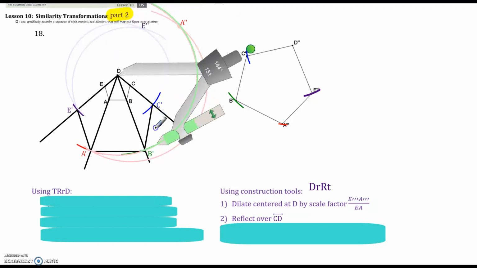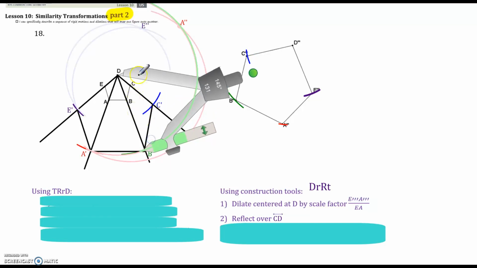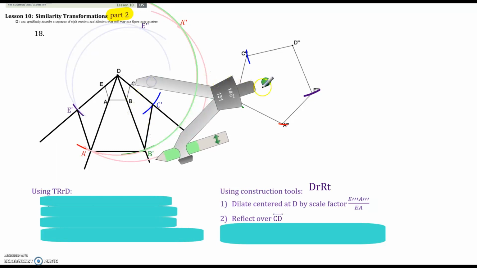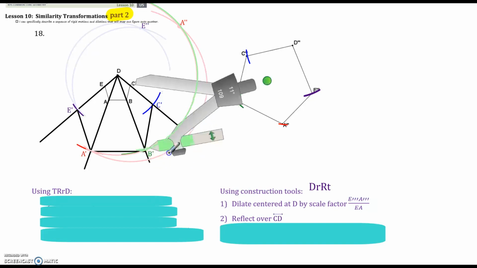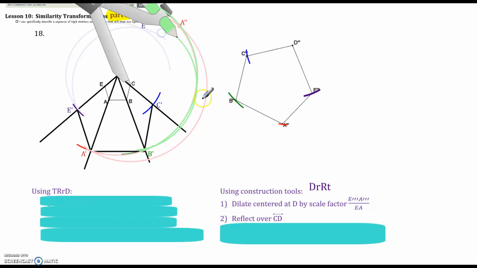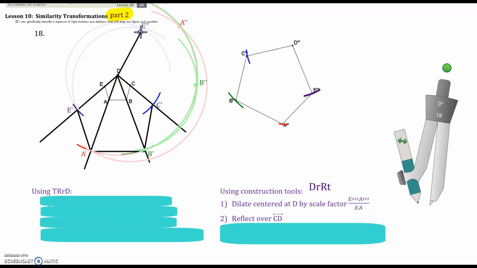And then the same idea, we're going to also measure it from C and swing that around to the other side too. And where it crosses over here, this will be our B double prime. And then we can connect each one back to D and C, the new C, the one that's been moved, and you will get this pentagon, which should be the same size as the other one. I'm a little bit off, but close.